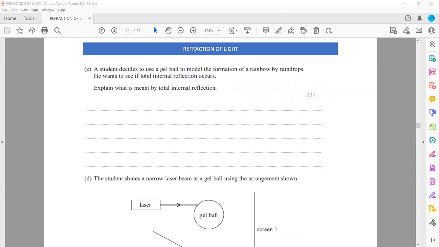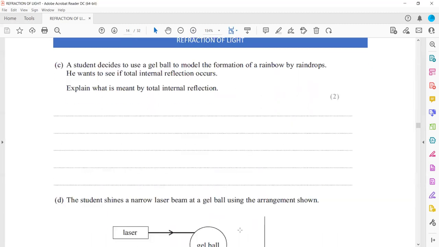A student decided to use a gel ball to model the formation of a rainbow by raindrops. He wants to see if total internal reflection occurs. What is meant by total internal reflection? The definition of total internal reflection: when light strikes a denser to rarer boundary, it undergoes reflection when the angle of incidence is more than the critical angle. So that's called total internal reflection.